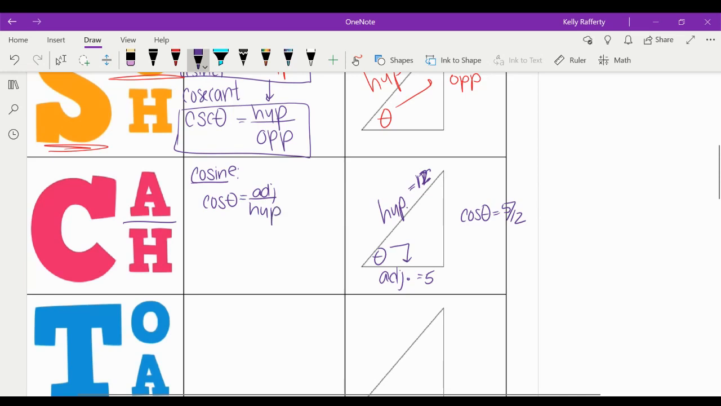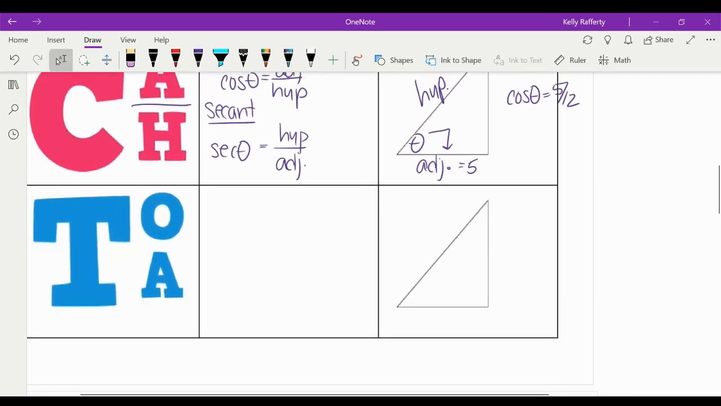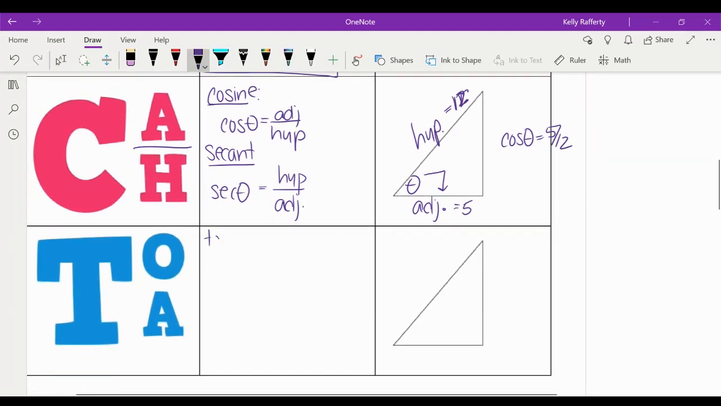The reciprocal function of cosine, the hypotenuse over adjacent, is called secant, and that's abbreviated SEC. Again, you guys can pause, whatever you need, make sure you get these notes down. Last but not least is our tangent. We abbreviate that by tan theta, and that's the TOA of SOHCAHTOA. That's our opposite side over the adjacent side.